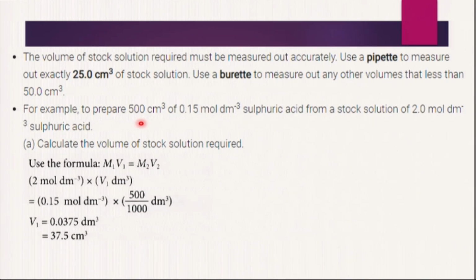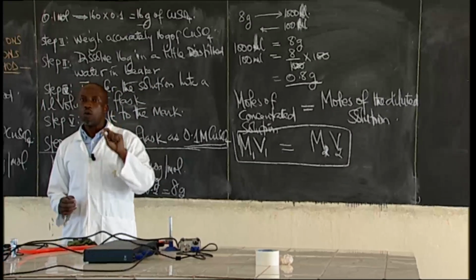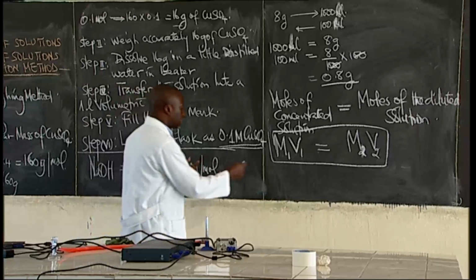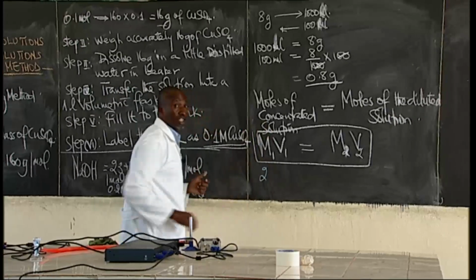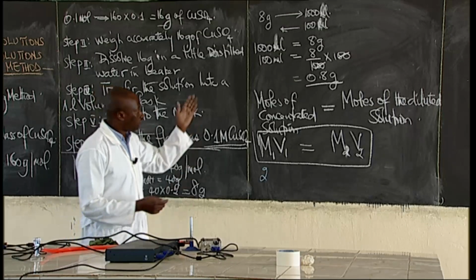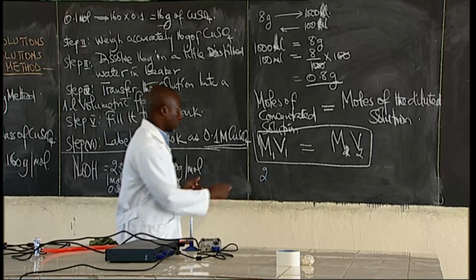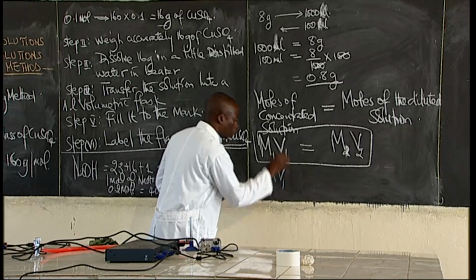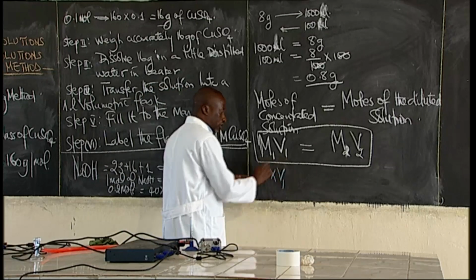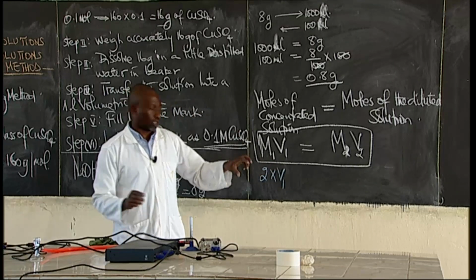Once you are using this one, you need to note what will be the M1. The M1 is the molarity of the concentrated solution. In that case, we are using 2, that is 2 molar. What is the volume? The volume of this one we don't know, because that is the volume that we are supposed to measure. So we multiply by the volume, which is not known. This is the number of moles. This corresponds to the number of moles of the concentrated solution.